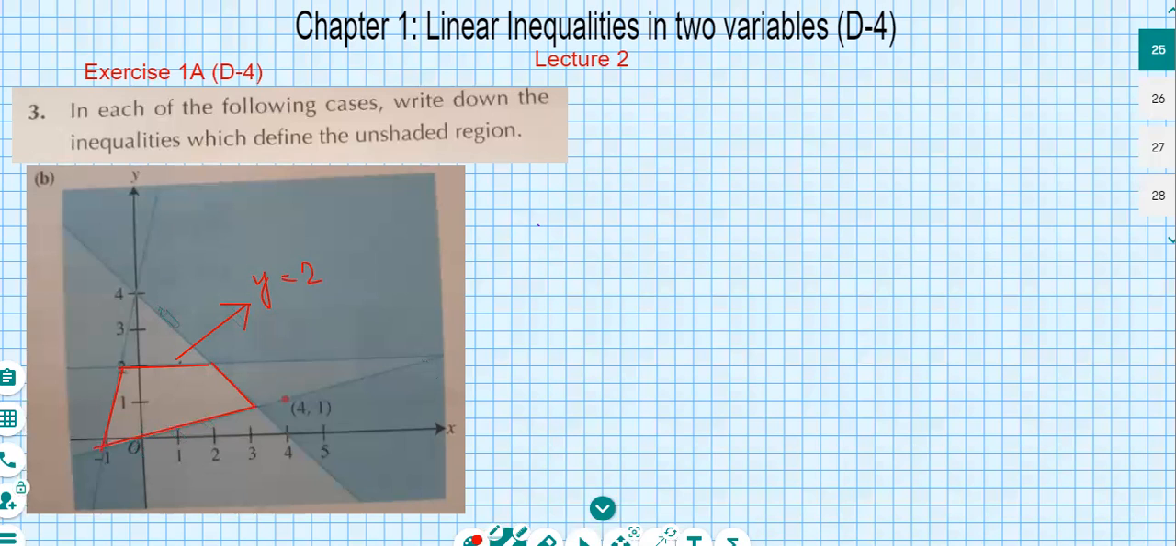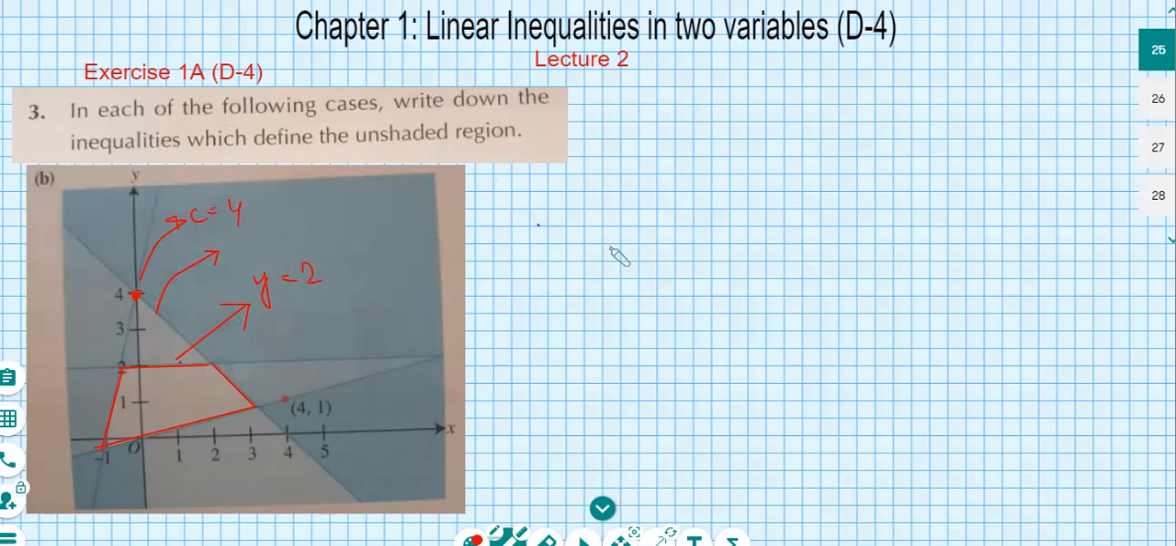Whereas this line, this one, has a negative gradient. You can see that this line is declining. And how to find the gradient? We know that the gradient is equal to the rise over run, or y2 minus y1 over x2 minus x1 formula. Also the y-intercept is 4, as you can see that this line is passing through 4 on the y-axis. So this indicates that c is equal to 4 for this line.